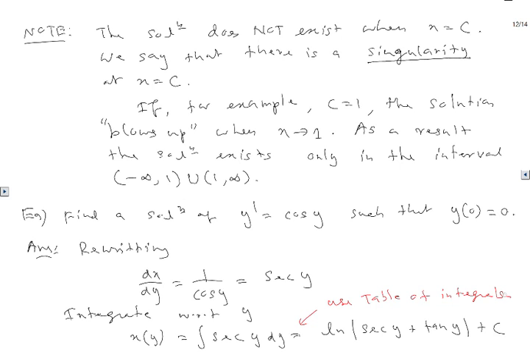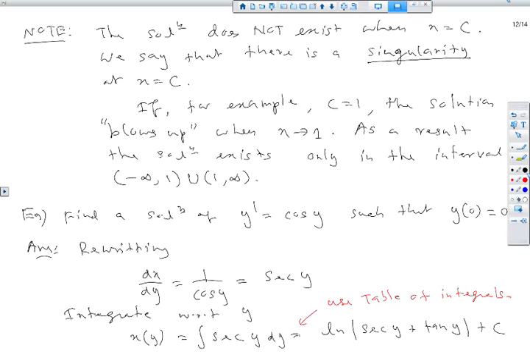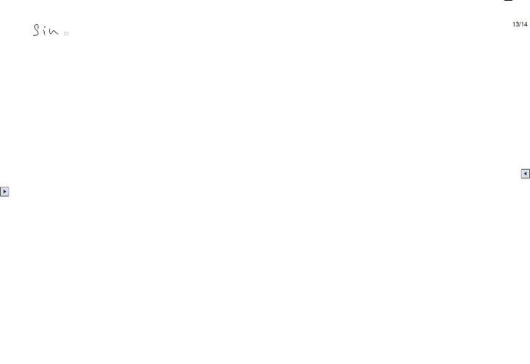Now, as we discussed earlier, to find the c we can use the initial condition. So let's use the condition now. Since y(0) equals 0, we're going to get 0 equal x(0) equal natural log of secant 0 plus tan 0, plus c.